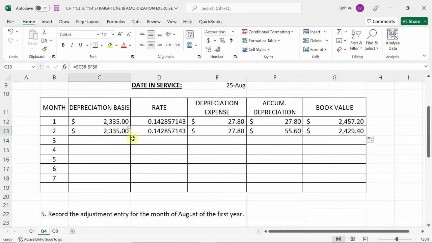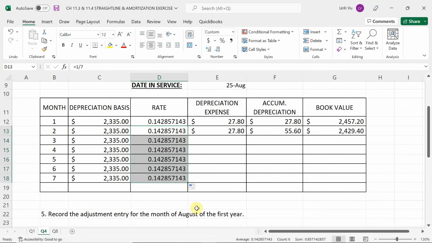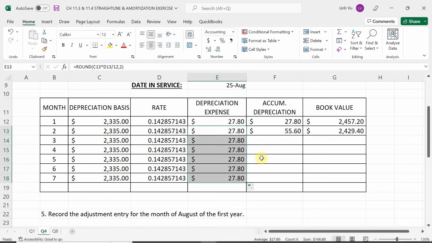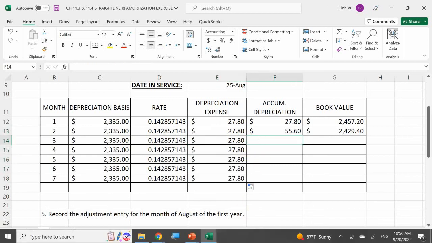All right. So what's going to happen for the next month? It's going to be the same. So that means every single month it's going to be the same. So what about my rate? The same. It's also going to stay the same. Okay? What about my expense? The same. So now all we have to really do is just calculate my accumulated and my book value.